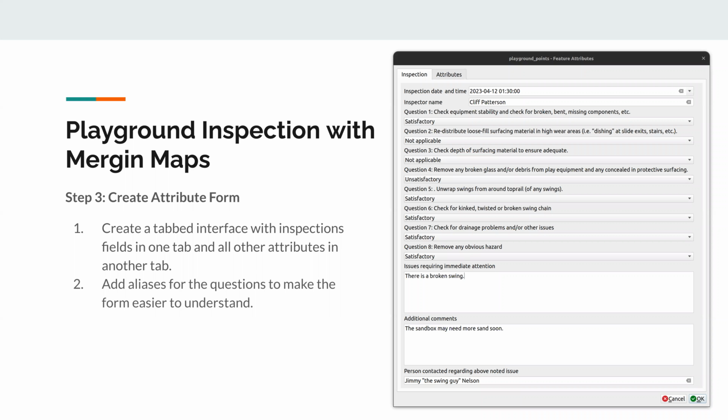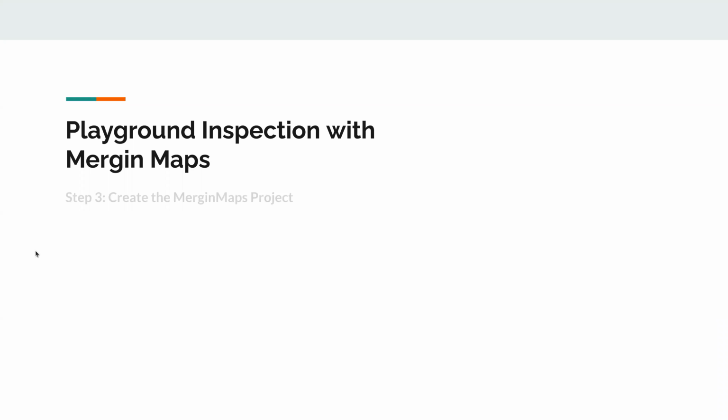And I also added aliases for the questions to make the form easier to understand. So I actually shortened these a bit from this screenshot. I had to shorten them a little bit just to work nicely with MerginMaps. And I added widgets for drop-down menus. So for the drop-down menus, we can select satisfactory, not applicable, or unsatisfactory. And I also added the date time one up here to allow us to select the date and the time.